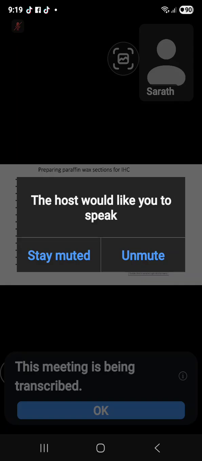And dewax in xylene and bring to alcohol. This section is covered with wax now, so remove the wax and bring to alcohol. Then rehydrate using descending grades of alcohol. Understood? So you have to bring the section to water level. Why? Because the stains are dissolved in water.